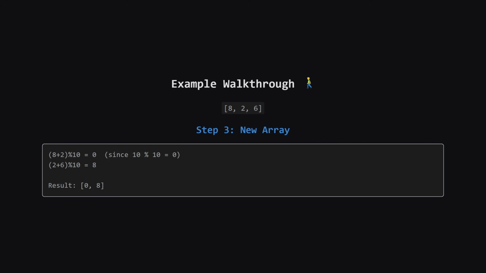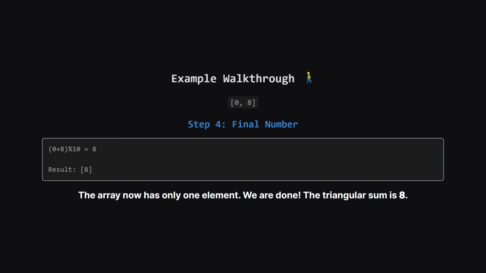8 plus 2 is 10, so we take the last digit, 0. Then, 2 plus 6 is 8. The list is now just 0 and 8. One last step. 0 plus 8 is 8. Now our list has only one number in it, and that's our signal to stop. The final number, 8, is the triangular sum we were looking for.